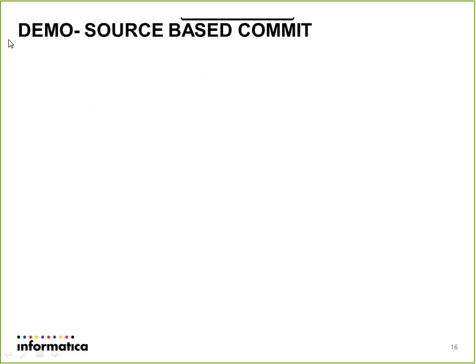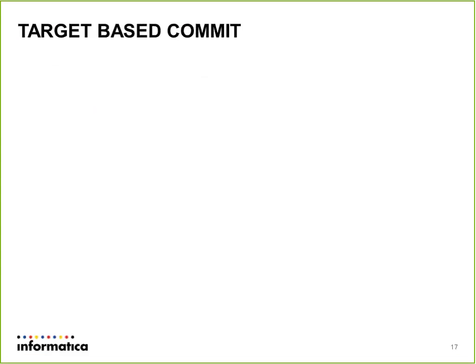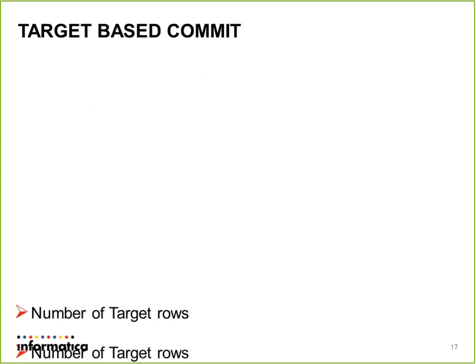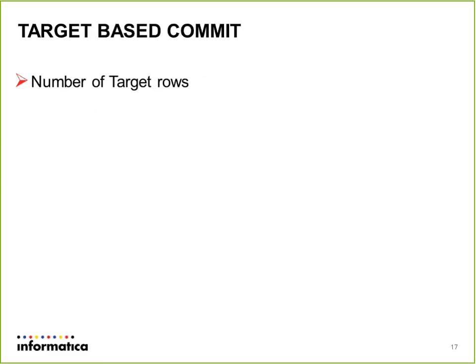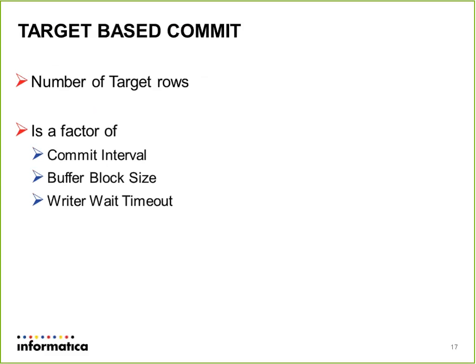I hope all of you have now understood about source-based commit. Let me go and explain about target-based commit now. During a target-based commit session, the Integration Service commits rows based on the number of target rows. The commit point depends on the following factors: commit interval, buffer block size, and writer-wait timeout.